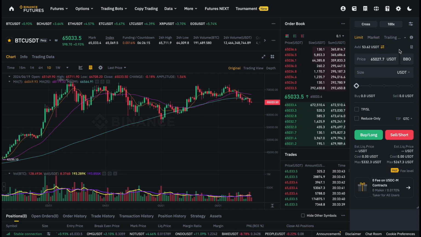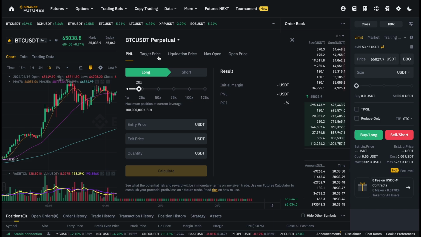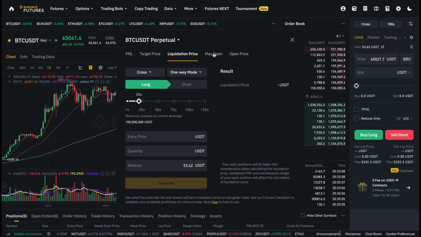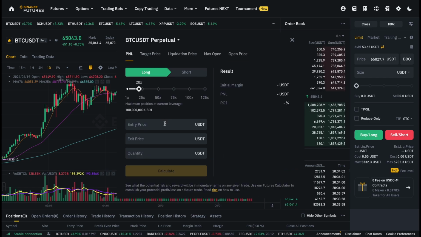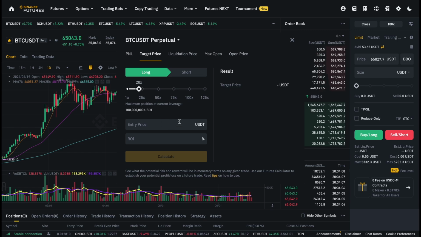Now you might ask, at what price will I get liquidated, or what's my PNL? Well, you have your calculator right here. You can do everything here. You can view your PNL, your target price, liquidation price, max open and open price. These are pretty straightforward: entry price, exit price, and quantity. You just put in your current trade and see the results here on the right.